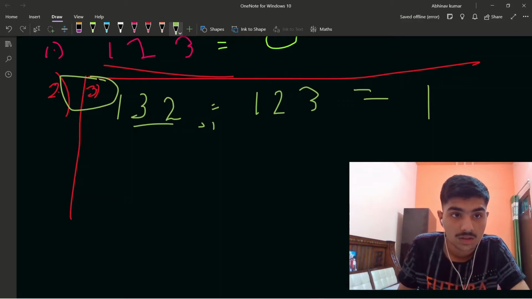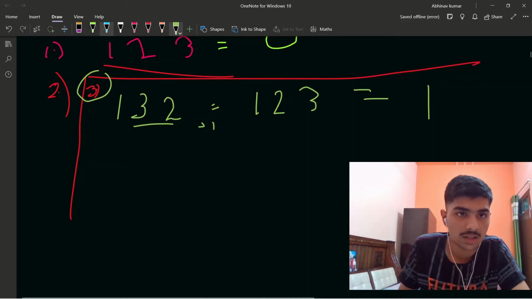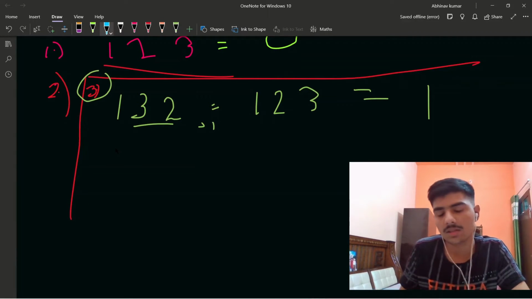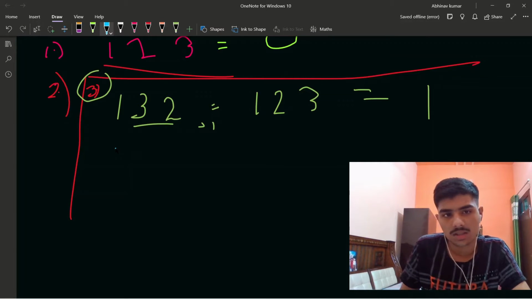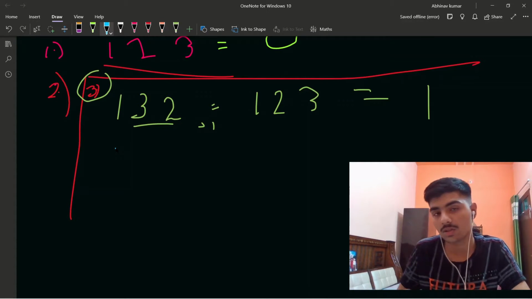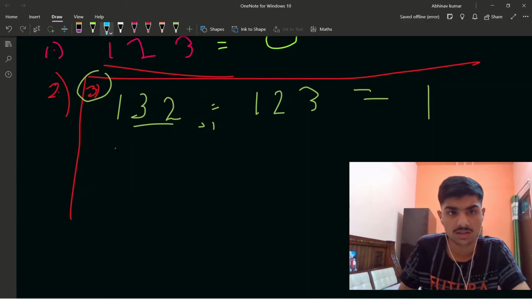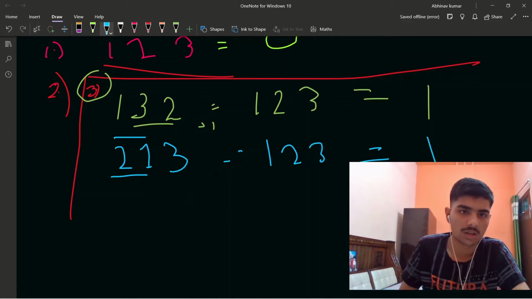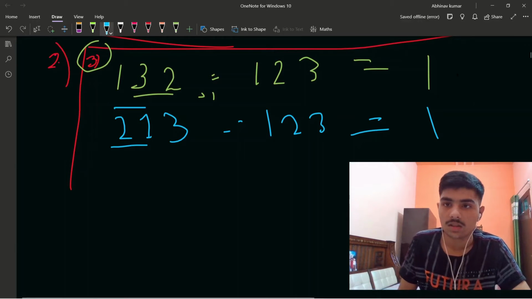Okay, so let's move on to the second case. The second case is when the first element is not on its place, but the last element is on its place, like 2, 1 and 3. So in this case I can arrange both of them, right? So in this case also 1, 2 and 3 will be our answer and the cost will be 1. Okay, these are the 2 cases when the answer is going to be 1.